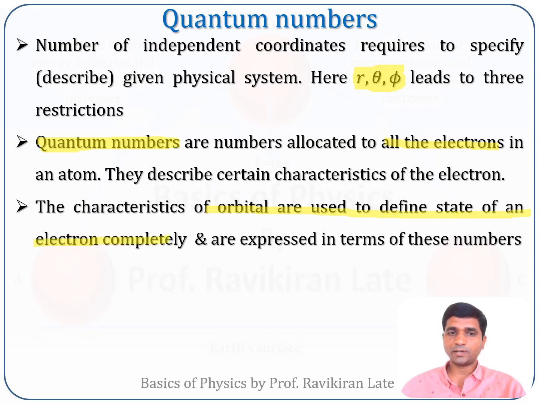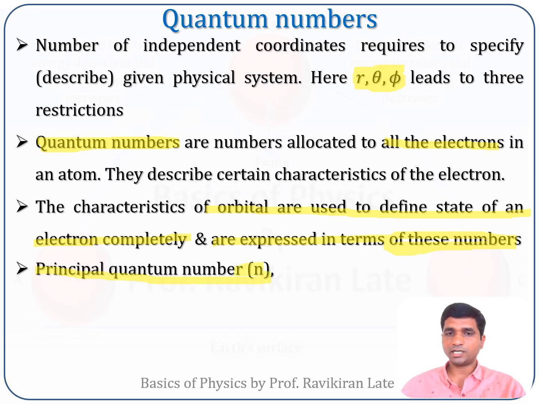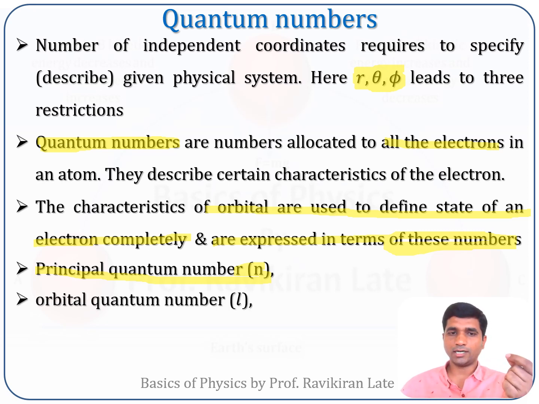In order to specify the state of an electron, we require these 4 quantum numbers. The last one, the spin quantum number, has a different origin, which we will discuss in the end part of today's lecture. So what are these limitations? These limitations are expressed in terms of these numbers. The first is called the principal quantum number, represented by n, which we get while solving the radial part of the hydrogen atom.